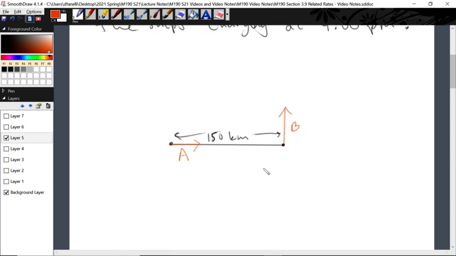So after 4 hours has passed, or any time after noon, a certain amount of time has passed, we are interested in what is the distance at that time between the two ships. This total distance here at noon was 150 kilometers, but that is changing in this way. So we have this right triangle here that we can investigate.